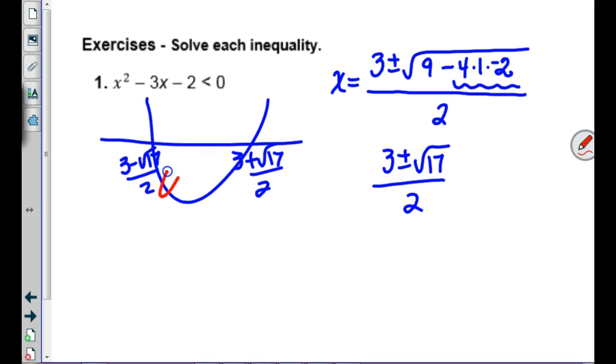Yes, in between here is what we want to say. Do we need square brackets or parentheses? It doesn't have an or equal to, okay? If it had these, then we would need square brackets, but it doesn't.